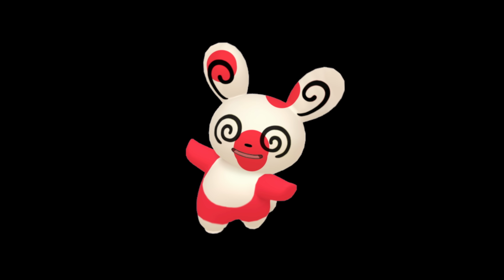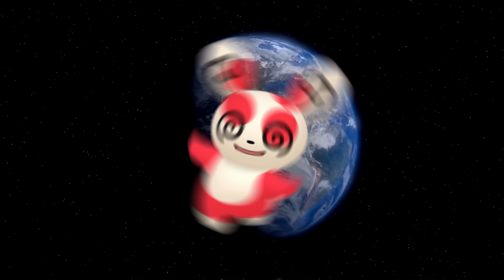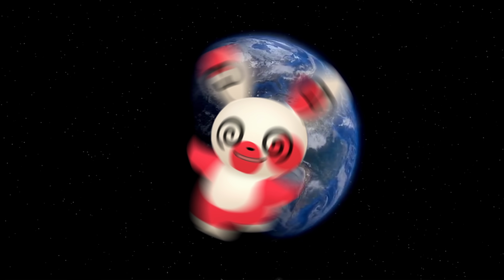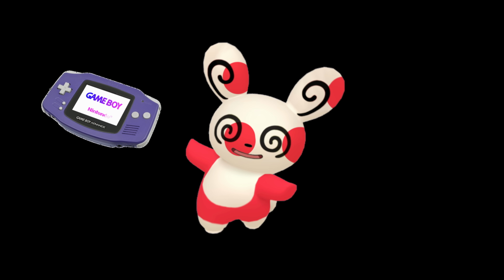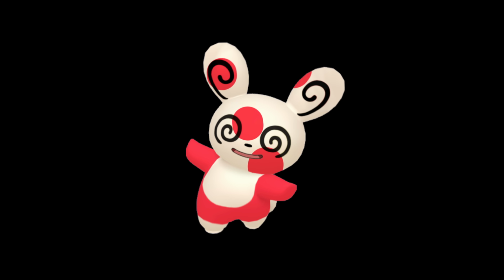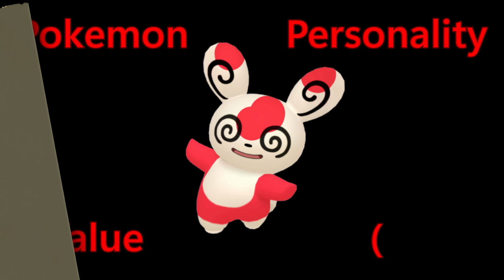And while that's not technically true, it might as well be, considering the number of different forms rivals the current human population of the Earth. But how did Game Freak achieve this level of variety for a single Pokémon on the Game Boy Advance? Like most everything else, it all comes back to the Pokémon personality value.